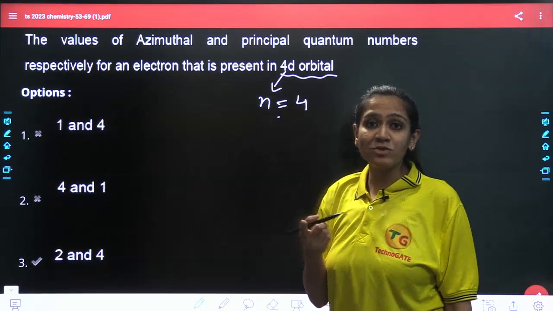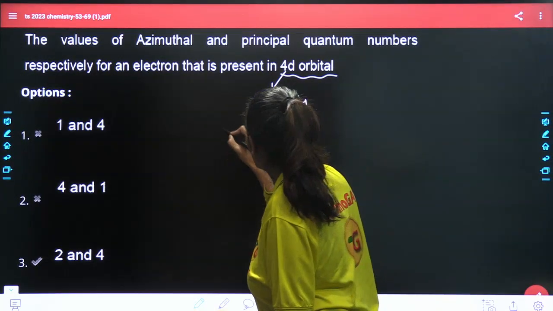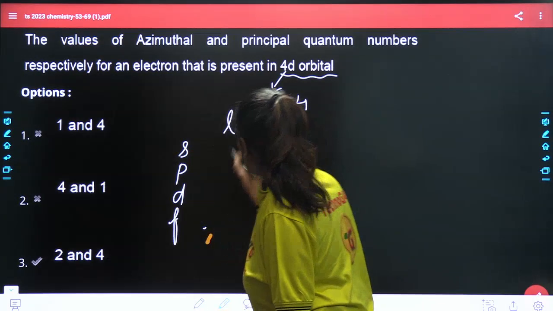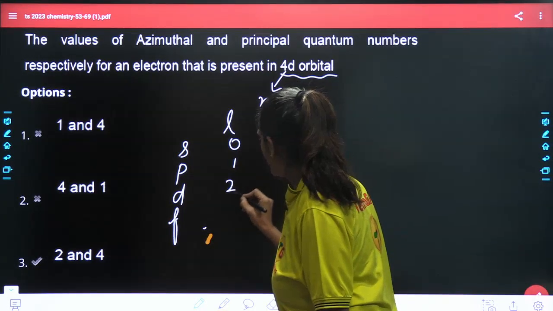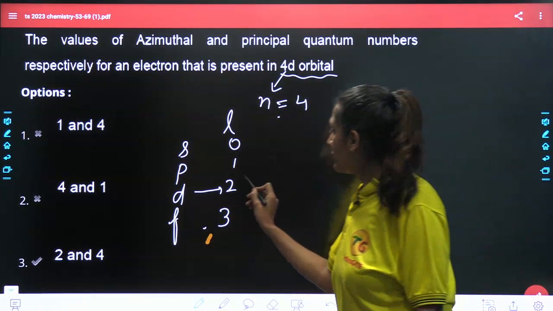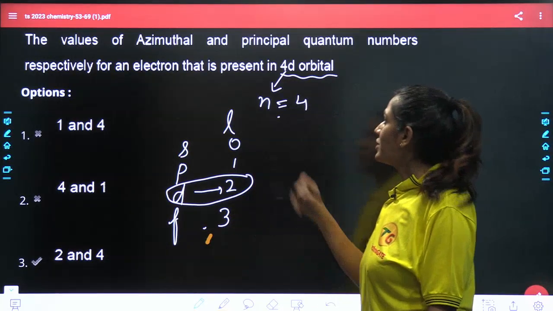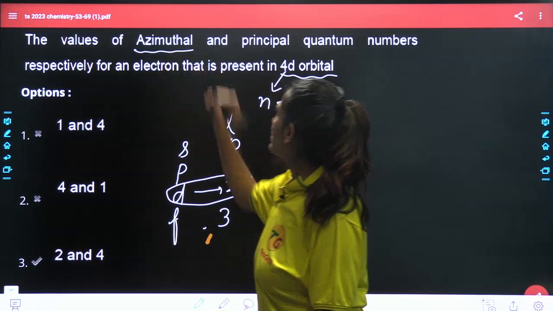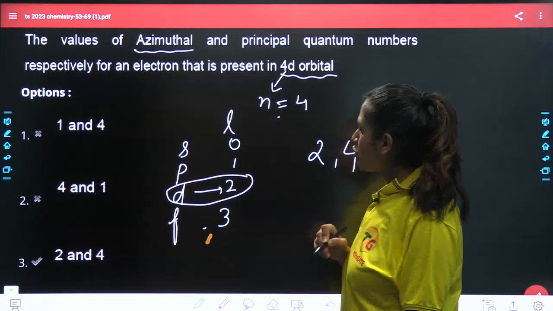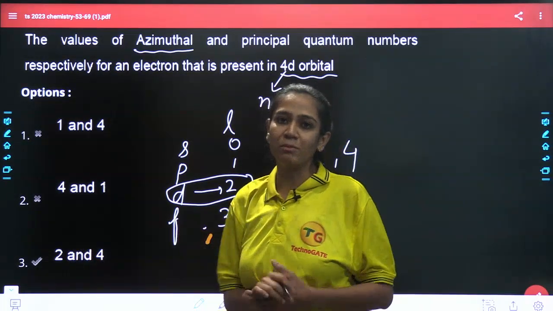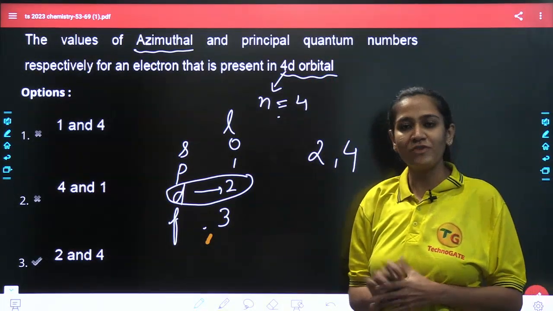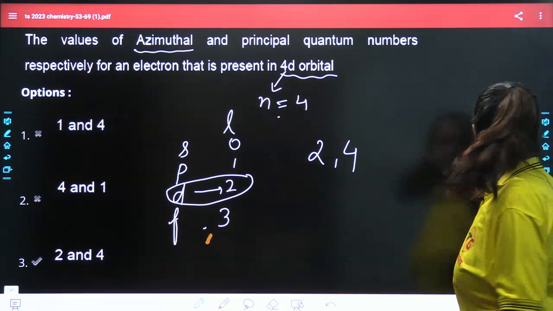And now for azimuthal quantum number, we know that values of l for different orbitals s, p, d and f are 0, 1, 2 and 3. Right. So here our electron is present in d orbital. So the value of azimuthal quantum number would be 2. Now first they asked us azimuthal quantum number, so 2, and then principal quantum number, so that would be 4. So the correct option would be 2 and 4, that is option number 3. Okay, understood? It is a very easy, basic question of atomic structure. Okay, next question.